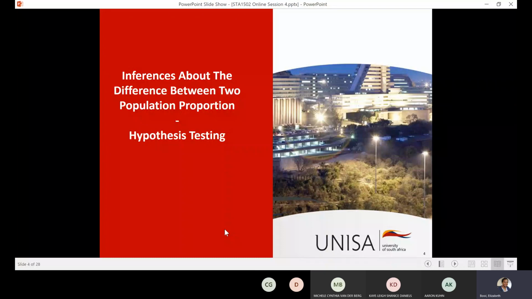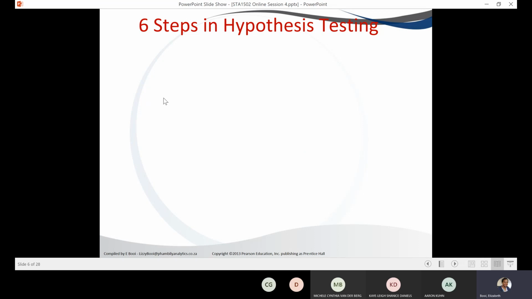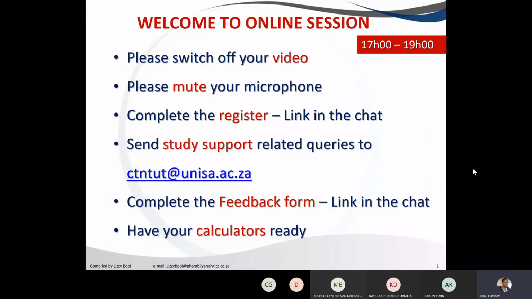Since we're going to be looking at hypothesis testing for the difference between two population proportions, at the end of the 1 hour, you should know how to conduct a hypothesis test. And remember, last week, or the previous week, we started introducing the 6 steps of hypothesis testing. It's very important that you know and understand these 6 steps, because every time you do a hypothesis test or answer a question in the exam or in your assignment, you will need them. Sorry, I need to put this in presentation mode. I apologize for that.